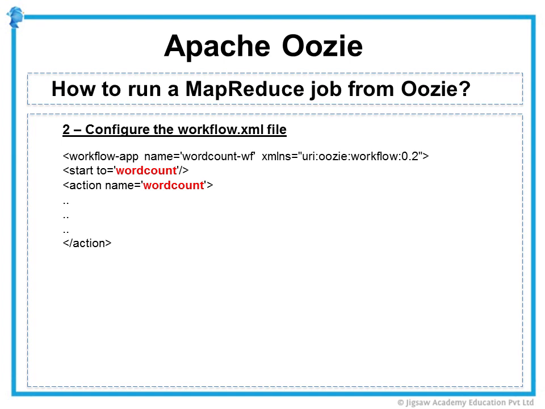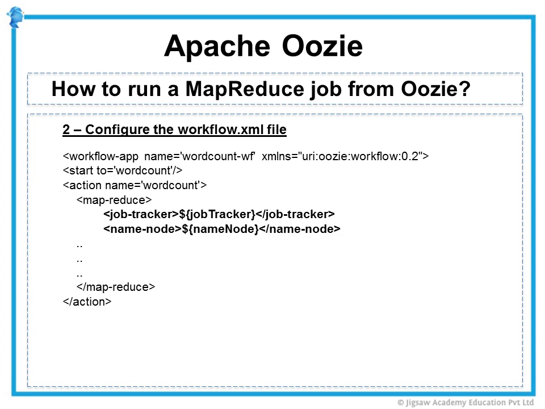And since it is a MapReduce job that we are running in this workflow, we indicate that to Oozie using these tags. Now you need to provide the path of the job tracker and the name node. This is done through the use of these tags here. Okay. Remember, the $jobTracker and the $nameNode are the variables that we have configured in our job.properties file.